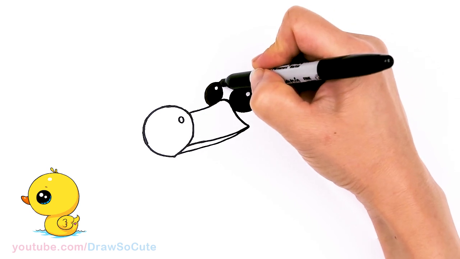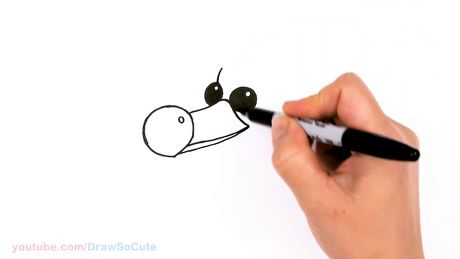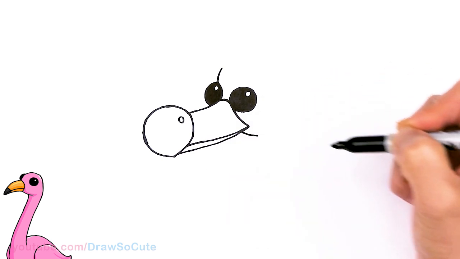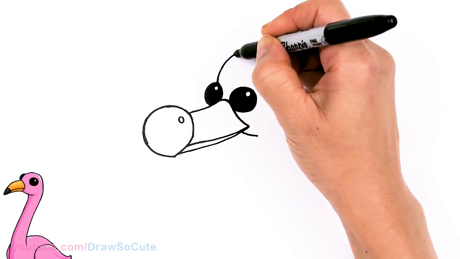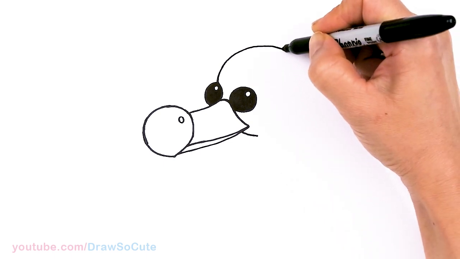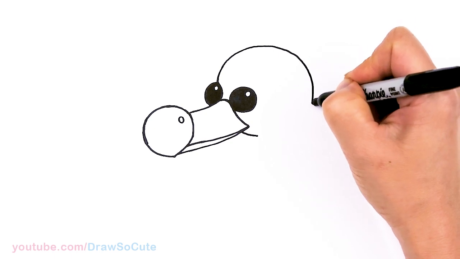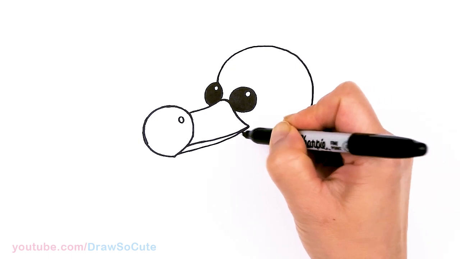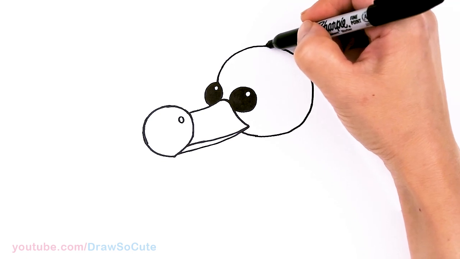Okay, so from there, where we ended this curve, we're going to start to go up. And at the bottom, just imagine this coming through. We're just going to be drawing this round head. So let's bring this up. Nice and round. And bring it all the way around, back to here. And connect.